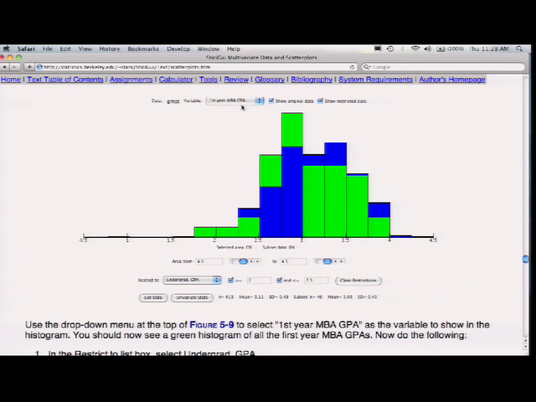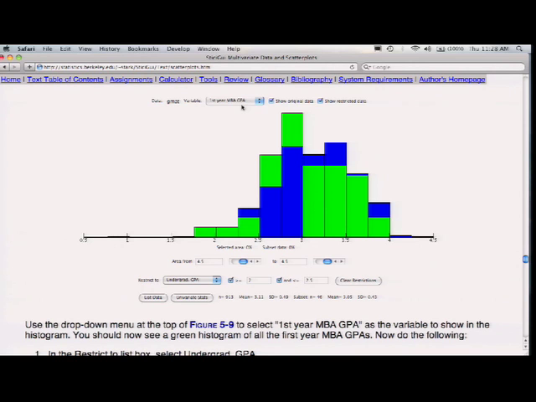Well, the average value of the first year MBA GPA for those 46 students is a little lower than it is overall for the whole group. Not surprising. It's not that much lower, right? Okay. So again, the association is not that strong. If you look at the histograms, the whole group is kind of off to the right a little bit from where the subset is. So the subset is a little below average.